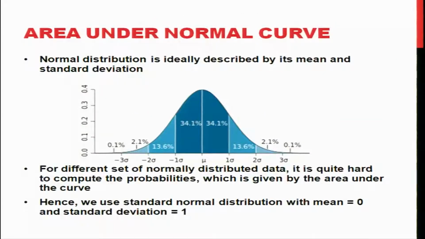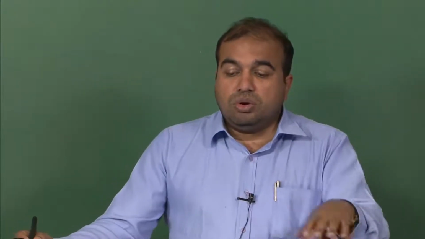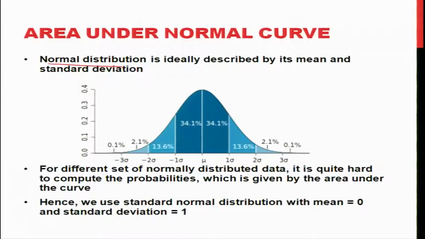Now, the other part is the area under the normal curve. As I said, the normal distribution is a symmetric distribution, and people like it because the mean, median and mode are exactly the same values and the spread is also quite symmetric. Things that are symmetric are easy to estimate. The normal distribution is ideally described by its mean, the average, and the standard deviation. The mean is typically denoted by the Greek letter mu and the standard deviation by the Greek letter sigma.